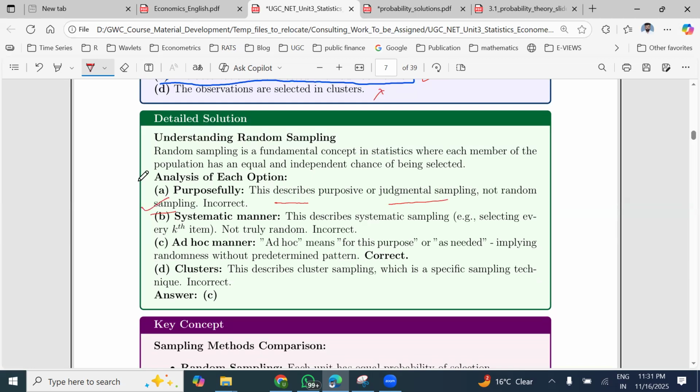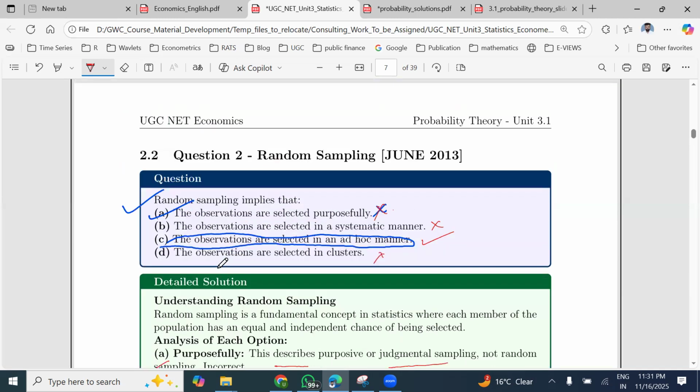Okay. Yes, sir. Then second one, observations are selected in a systematic manner. Chinmay, why is it incorrect? Okay, so you want to pass the question, right? No, no, sir. The observations are selected in a systematic manner. Why is this choice or this answer incorrect?